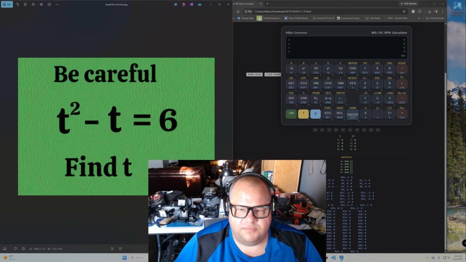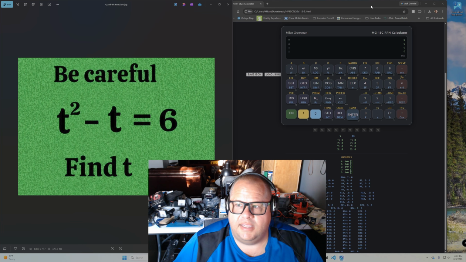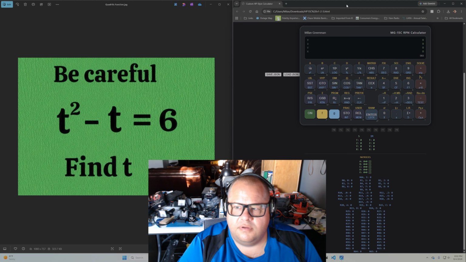So I want to show a few ways to solve this. First, we're going to solve it by hand 3 different ways, and then we will use my HP15C emulator to solve it with the quadratic equation, and then we'll use the solver too. But what I will say is the quadratic equation is going to give us both solutions at the same time.